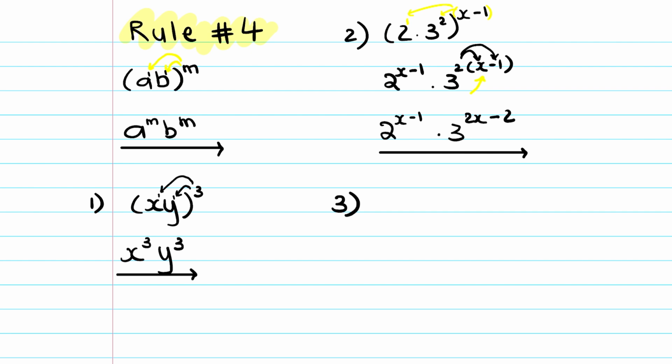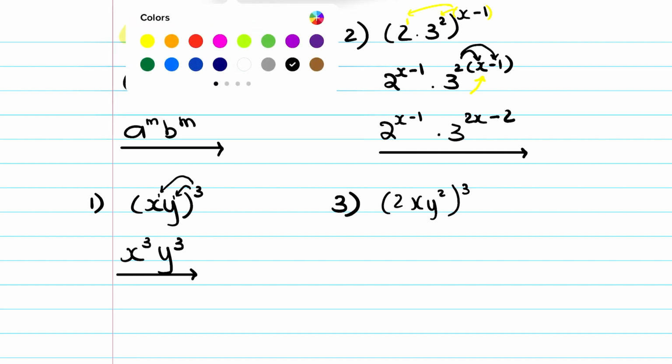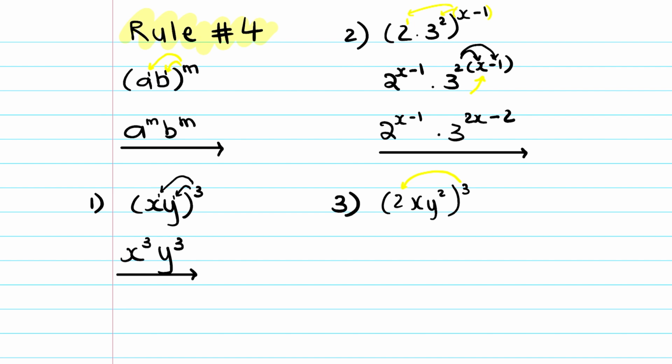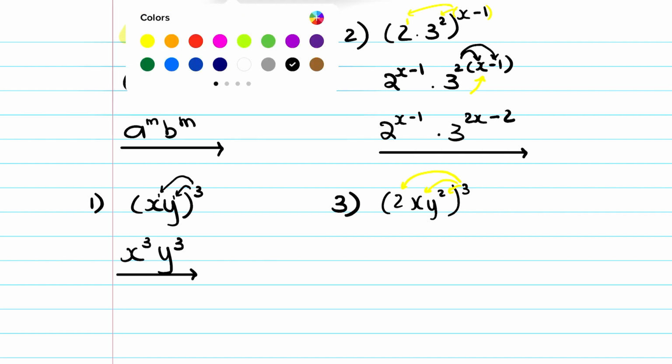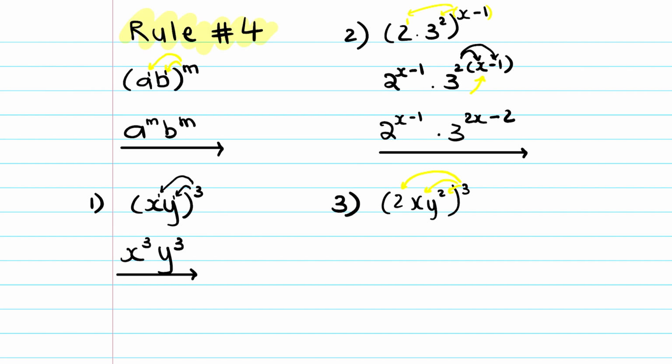So, let's try (2xy)^3. What we want to do is multiply this 3 with the exponent on the 2, with the exponent on the x, and with the exponent on the y. So what that looks like in practice is we're going to have 2 to the power of 3, x to the power of 3, and y to the power of 2 times 3.